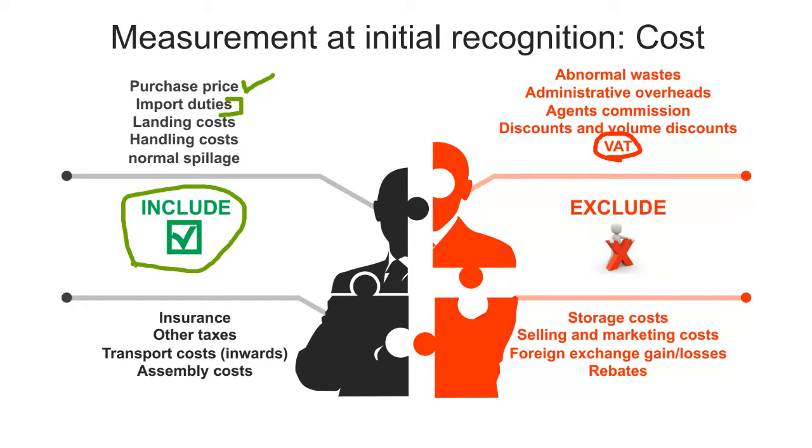Let's talk about landing costs. So landing costs, similar to transport costs, are costs that are incurred to bring something to a specific location, like to our factory. So it's an inbound delivery cost. Inbound meaning it's coming into us, right? It's an inbound delivery cost. Landing costs, handling costs, those sorts of things are costs incurred to bring it to us, and therefore they will be included. Why? Because they are a cost incurred in the process of making this thing sellable.